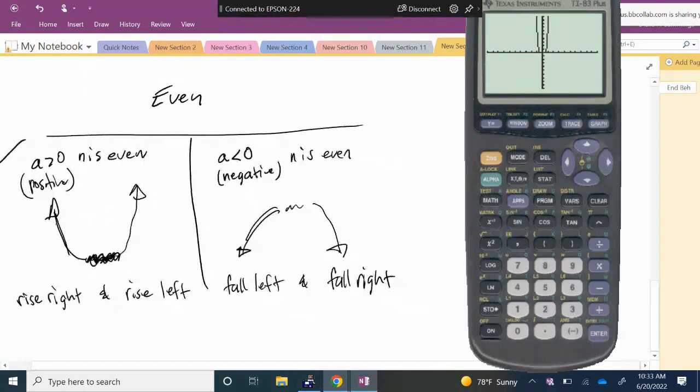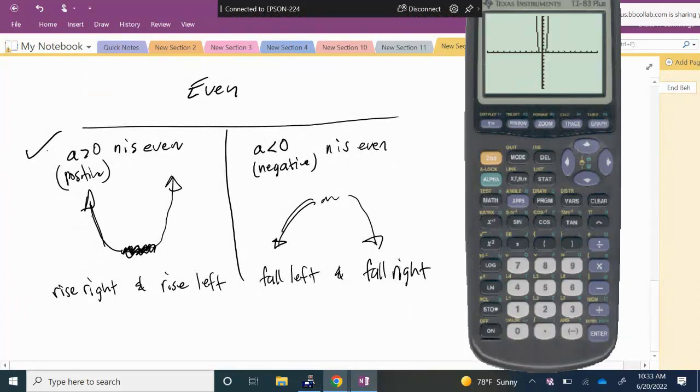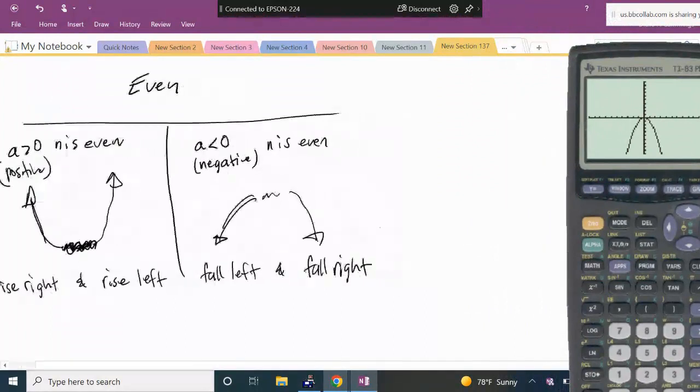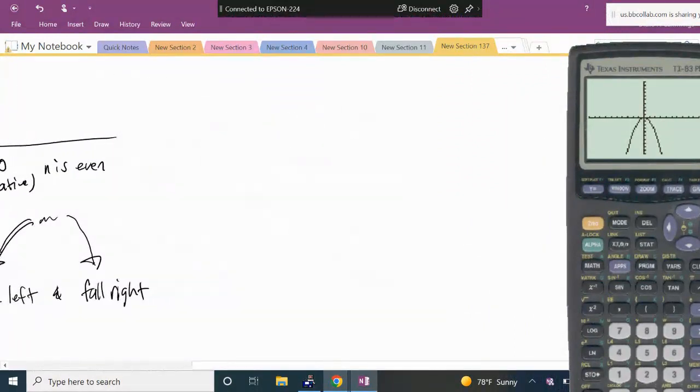Now, if we look at the second setup, if a is negative, if the leading coefficient is negative, then our graph should fall to the left and it should fall to the right. All right, so I'm going to put in negative x squared, and I'm going to graph, and notice it falls to the left and it falls to the right. Now we're going to take a look at odd functions.